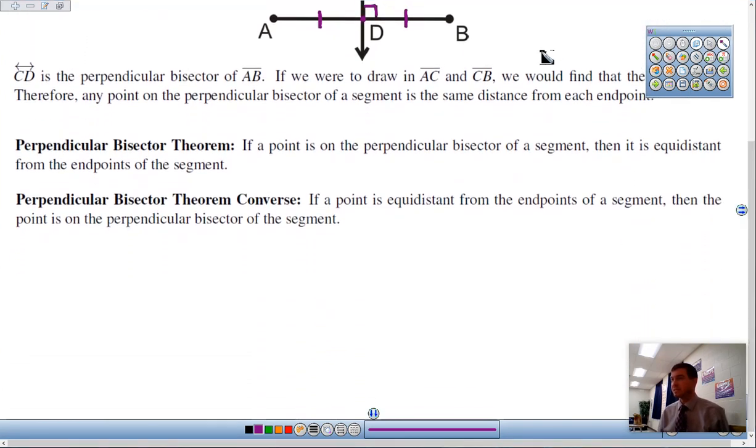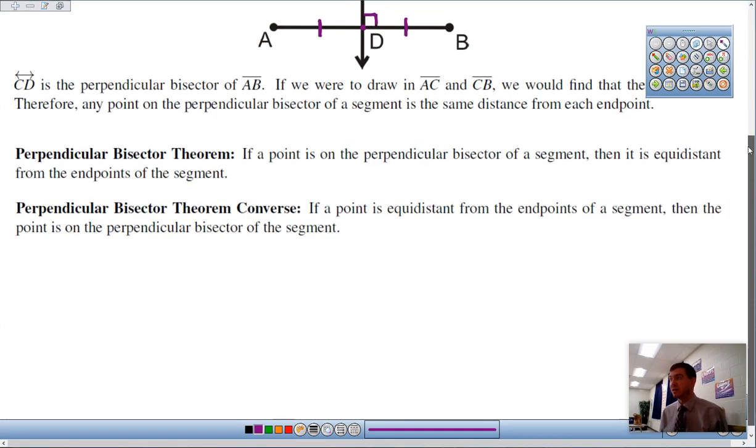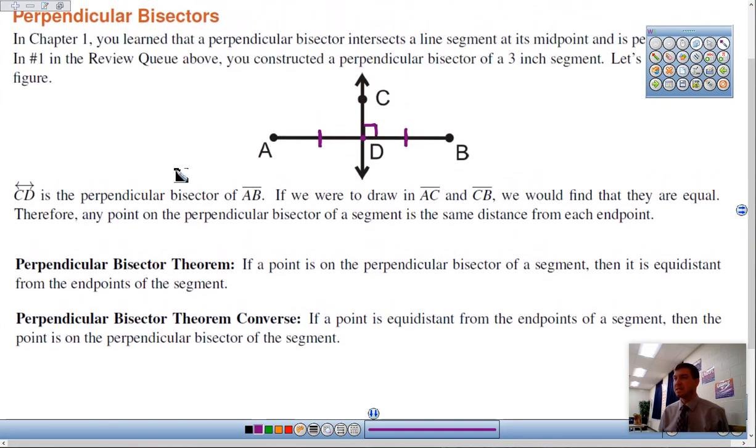The perpendicular bisector theorem says if a point is on the perpendicular bisector of a segment, then it is equidistant from the endpoints of the segment that was being bisected. So for this example, point C is on the perpendicular bisector. That means that the distance from C to A is the same as the distance from C to B.